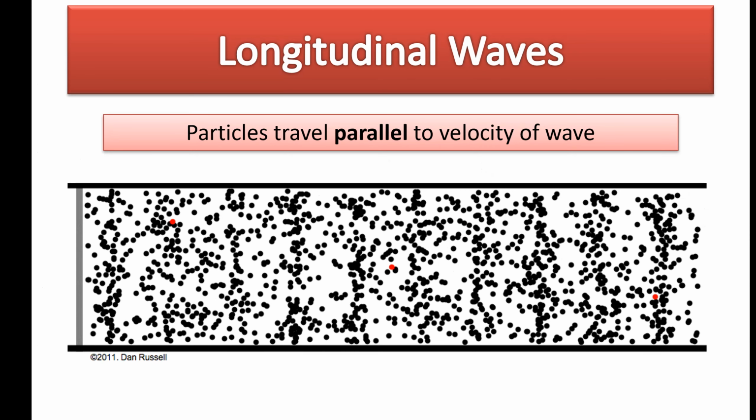So the longitudinal waves, the particles travel parallel to the velocity of the wave. That means that the particles move along the direction of the wave propagation. So the particles are moving back and forth in this direction. And what direction are the waves traveling? Point with your finger. So the waves should be traveling to the right. You see how they're parallel to each other? In longitudinal waves, the particle vibration is parallel to the wave direction.